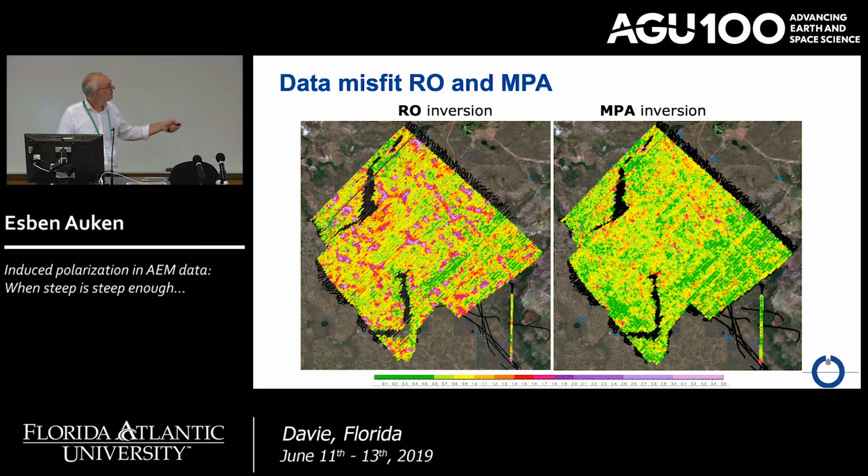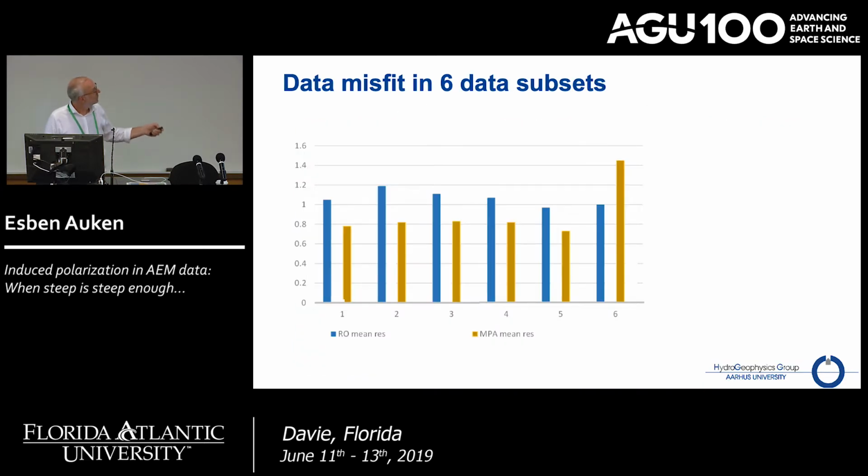And if we divide the data into 6 subsets, this is probably 6 flight days, and we look at the resistivity-only residuals, that's the blue ones, you'll see we are in the range of 1.1 to 1.2 in residual. Then we run our MPA, so we include the polarization in the inversion, and our residual goes down to about 0.8. So it means that on average, we are fitting our data quite significantly better.